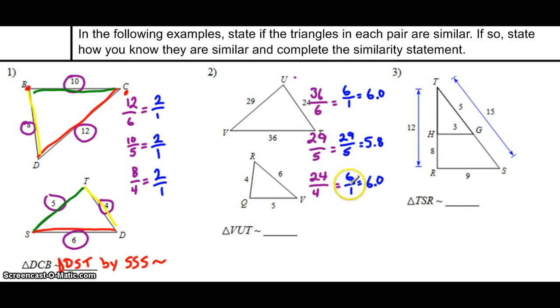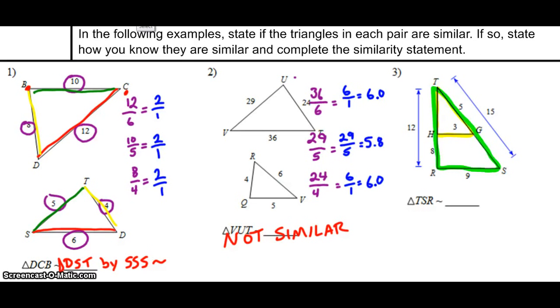It's really important to check all three sides and not just two of them, because if you only check two, you wouldn't have seen that this third side is in fact not proportional, and so these two triangles are not similar. Not similar. Go ahead and try number 3. The answers will be coming up in 3, 2, 1.